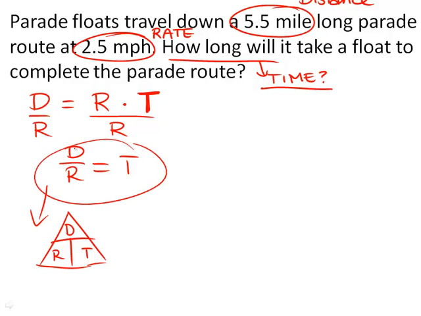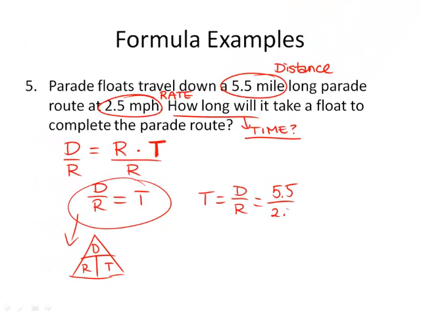Alright, let's use this formula. Input our amounts. So we've got time is equal to distance over rate, which gives us distance 5.5, rate 2.5. 5.5 divided by 2.5 gives us 2.2 hours.